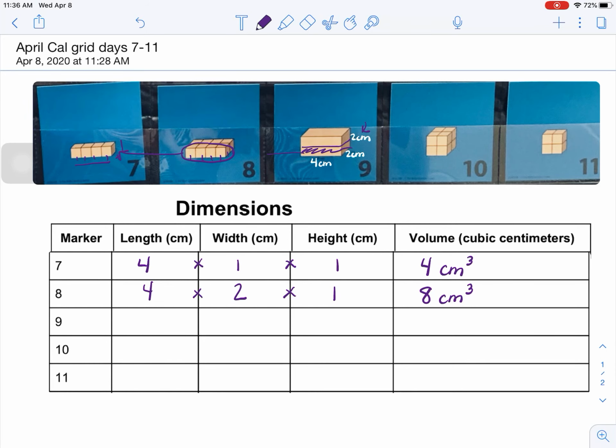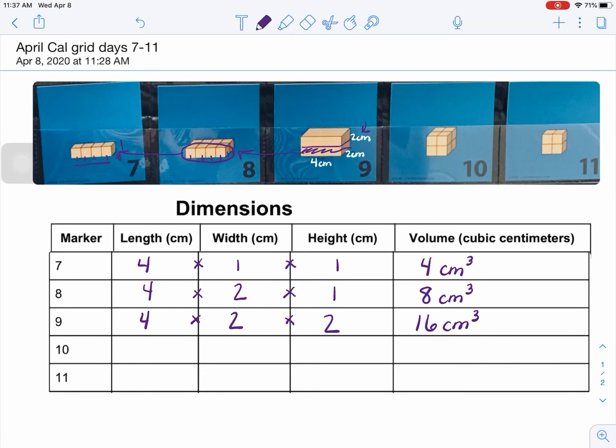So that bottom layer down here, that's the same as this guy right over there. So it's 8 on the bottom, and now I just have 2 layers of that. So it is still a 4 by 2 on the base, but now it's 2 layers of it. So the height is 2. Again, I double one of my dimensions, I'm going to double my answer. So 4 times 2 is 8. 8 times 2 is going to give me 16 cubic centimeters.